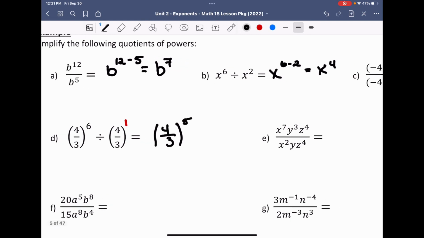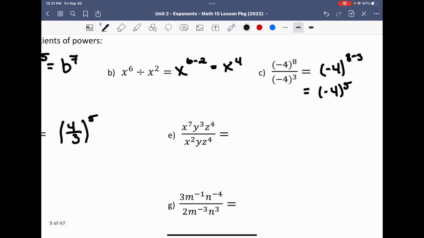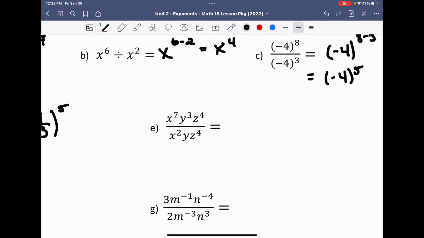Now we get things a little more applied here with E, and we see x to the 7 over x squared, y to the 3 over y to the 1, z to the 4 over z to the 4, different for everybody. Now, I have x to the 7 over x squared, that's 7 minus 2, that's x to the 5th power. Y, it doesn't have a power in the denominator, so I'm going to throw it in there. Y to the 3rd power over y to the 1, that's 3 minus 1, which is squared.